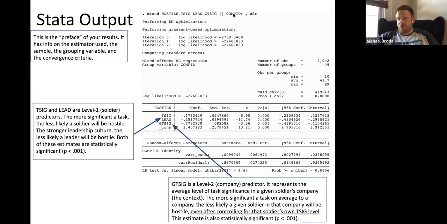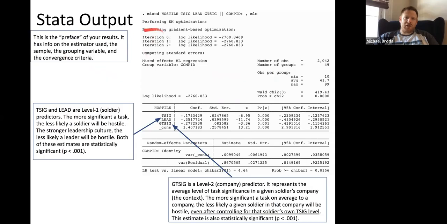And then we have the random portion of this equation. Again, this is our pipe operator. Company ID is our clustering variable, so that's the thing we're clustering in. I can look down here and say, okay, I've got 2,000 soldiers nested within 49 companies. The companies are between 10 and 99 soldiers in size. The average company is about 40 soldiers, okay? Then a colon, and here's where I would add some random slopes if I wanted to. We're not going to get there yet. And then a comma, and then MLE for using maximum likelihood estimation, okay?